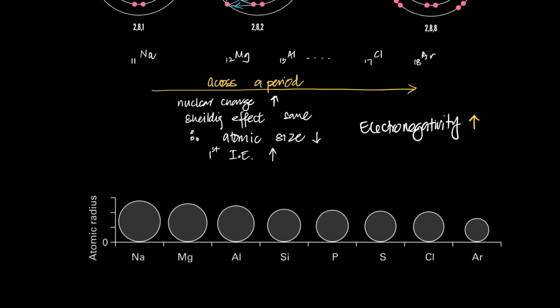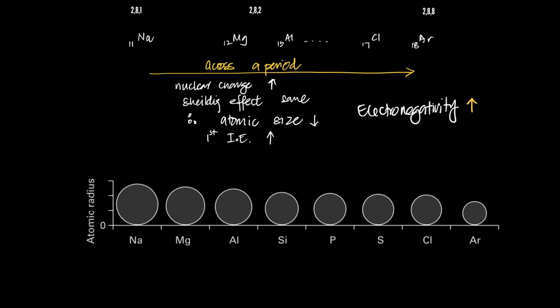And here is a representation of what's happening to the atomic radius across a period. And if you can see here, from sodium, magnesium, aluminum, silicon, the size of the atom is going to decrease. This diagram is the representation of what is happening to the atom across a period. And that's not just true for period 3, which I've drawn here. It's true for period 2, period 4, period 5.